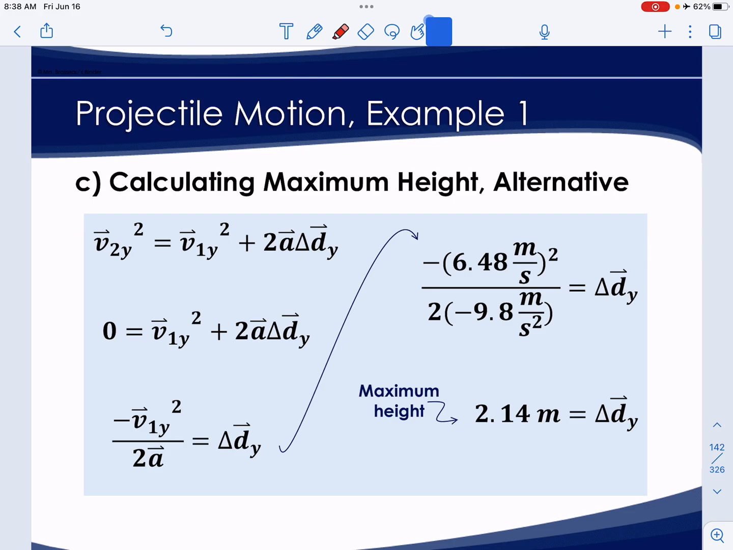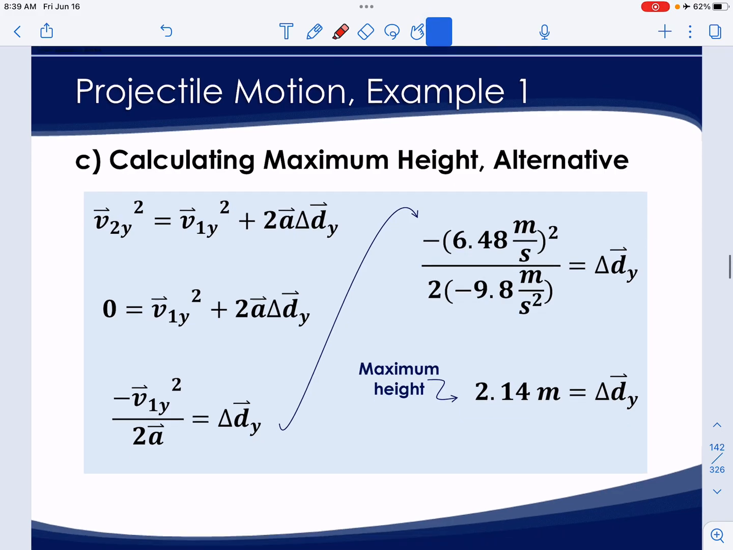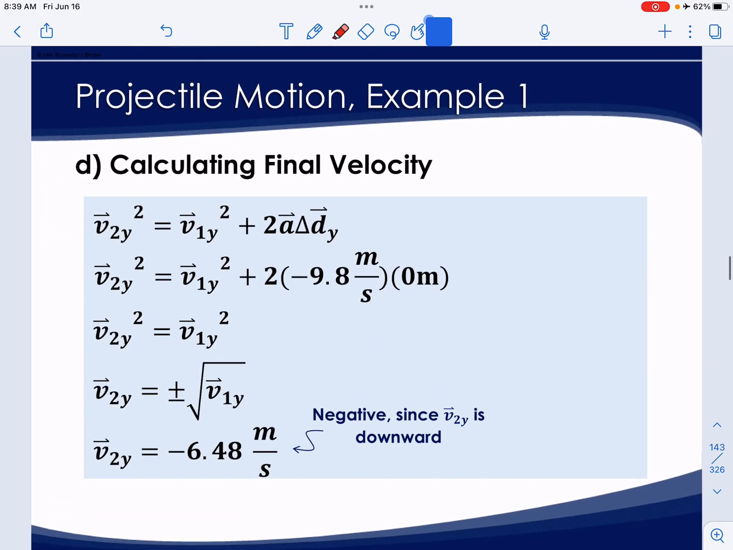You could also use a different equation to do the same thing, so you can look through that if you want. And now, calculating the final velocity, we can use this equation because now we have our delta dy. If we use this equation, we're back to this spot right here, so our delta dy at this spot is 0. That means this whole term goes away.